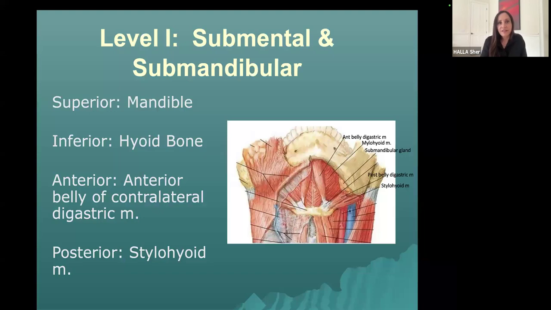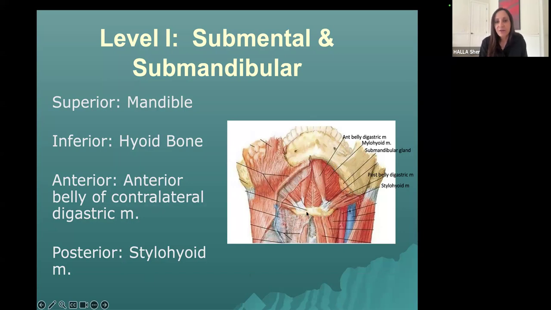So we'll begin with level 1, which we also refer to as the submental and submandibular region. So the superior border of level 1 is obviously the mandible.